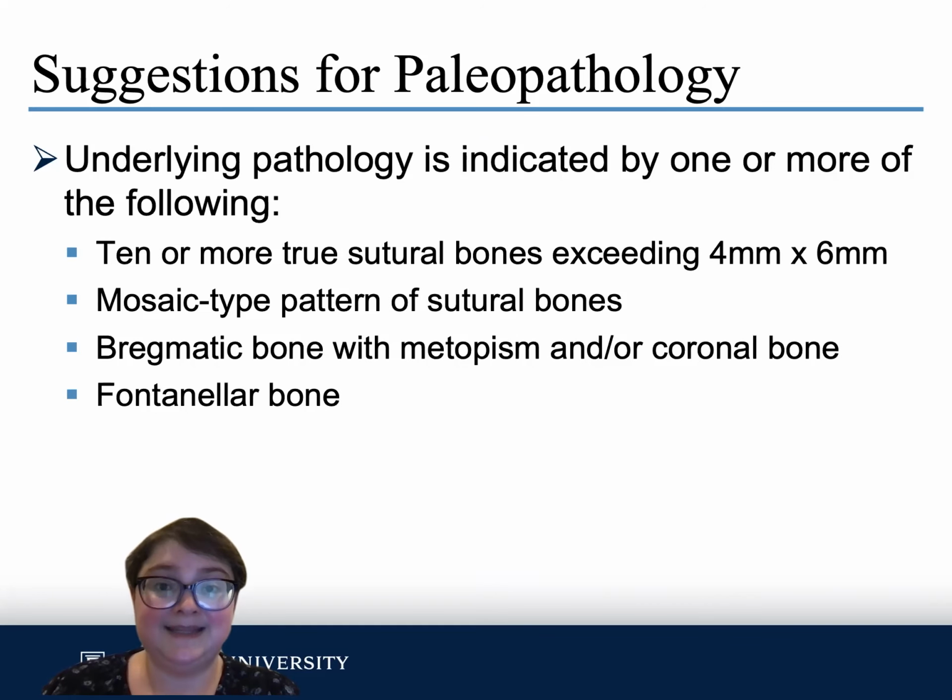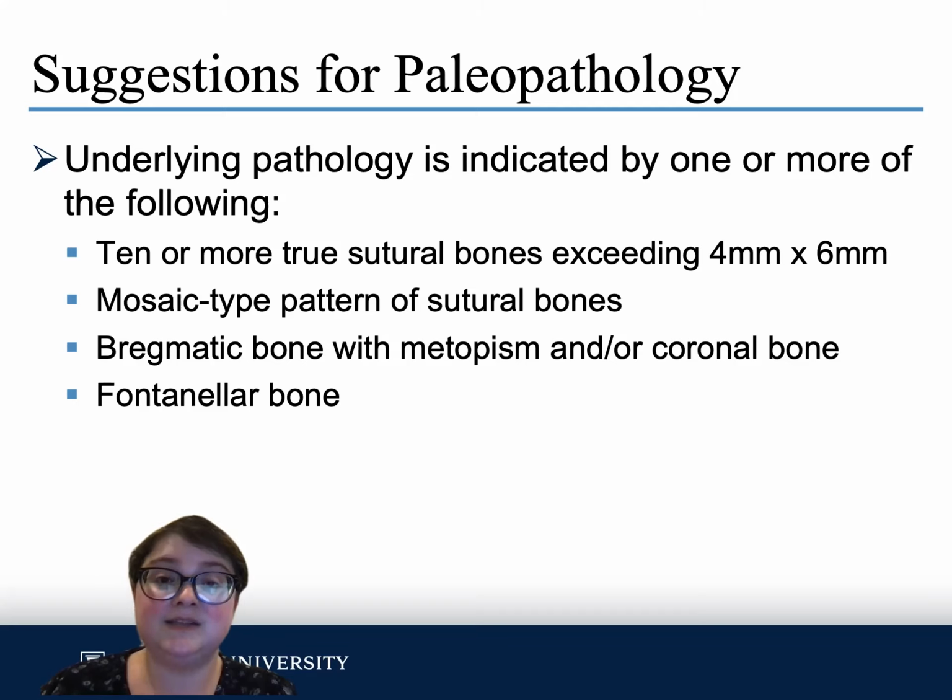Underlying pathology is indicated in cases where a skull is observed to have 10 or more true sutural bones exceeding 4 millimeters by 6 millimeters in size, a mosaic type pattern of sutural bones occupying the occiput, a Bregmatic bone with metopism and/or a coronal suture, a Fontanellar bone, or any combination therein. Such cases should proceed with differential diagnosis in an attempt to determine the given condition.